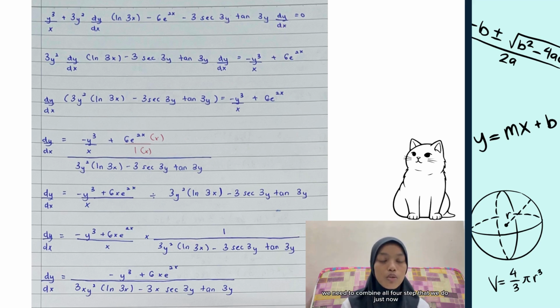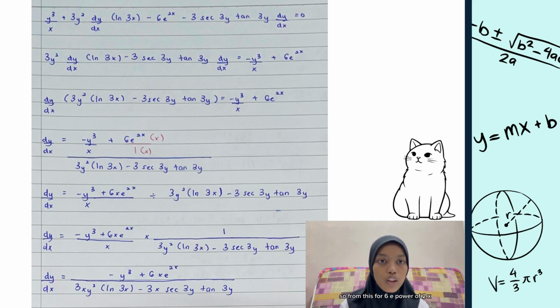For the last step, we need to combine all 4 steps that we did just now, and we need to combine it following the equation. So from this, we need to put dy over dx at the left side, and the other terms we need to put at the right side. So we put out dy over dx multiplied with the other terms, like in this slide. Then we divide by the right side, and then we can find dy over dx.